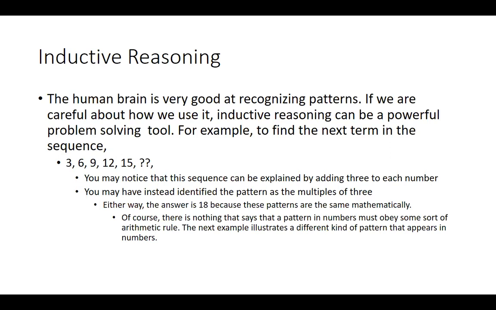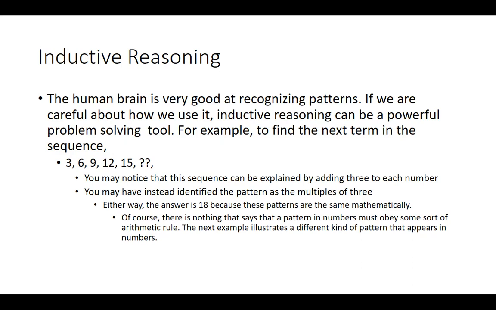The human brain is very good at recognizing patterns. If we're careful about how we use it, inductive reasoning can be a powerful problem-solving tool. For example, to find the next term in the sequence 3, 6, 9, 12, 15, question mark, you may notice that this sequence can be explained by adding 3 to each number. 3 plus 3 is 6, plus 3 is 9, plus 3 is 12, plus 3 is 15. Or you might have identified the pattern as the multiples of 3: 3, 6, 9, 12, 15. Either way, the answer is 18 because these patterns are the same mathematically.